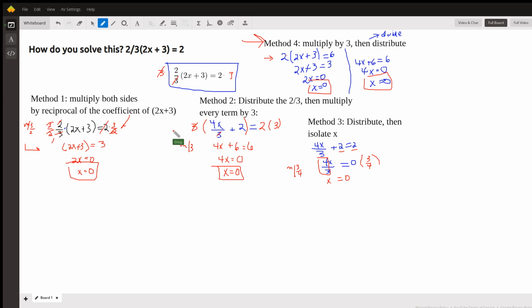And you have to pick the method or the choice that makes sense to you. Again, my first inclination would be to multiply both sides by 3/2, because I see that this 2 times 3/2 goes evenly. Okay, there you go.